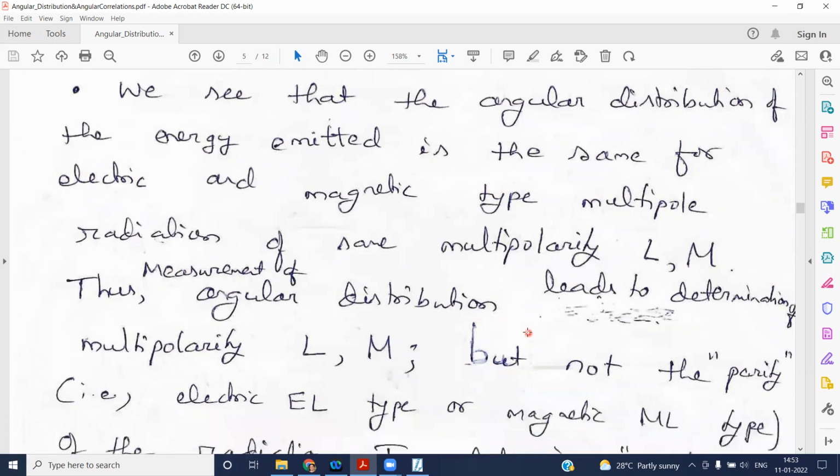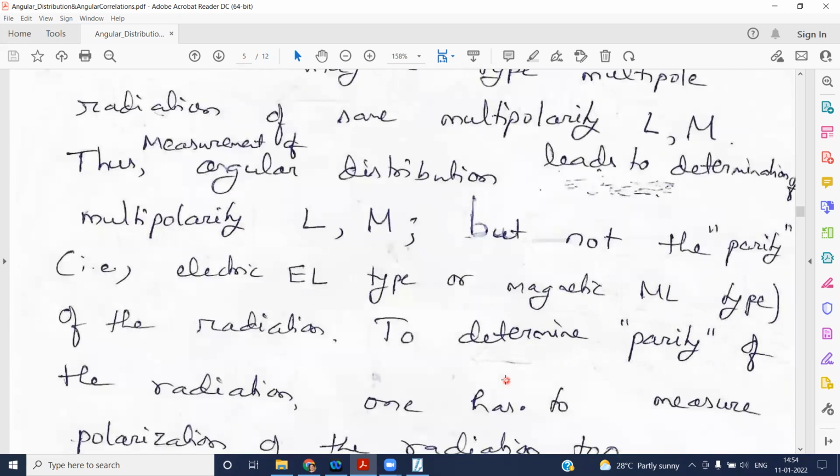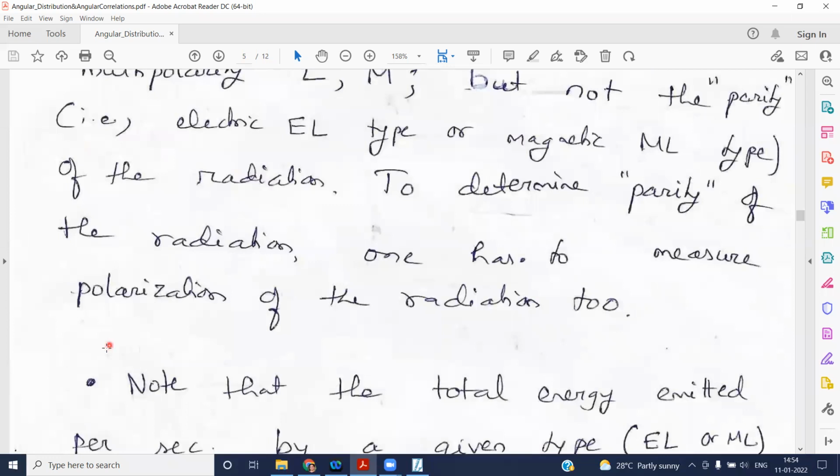But I am unable to determine whether it is electric type or magnetic type, because both electric type and magnetic type angular distributions are going to be the same. That's the result that I get after all this exercise, which went for around 1 hour now. So in order to determine the parity of the radiation, or whether it is electric type or magnetic type, we need to do further measurements, which I will not tell you, but it is mentioned here. To determine the parity of the radiation, one has to also measure the polarization of the radiation.